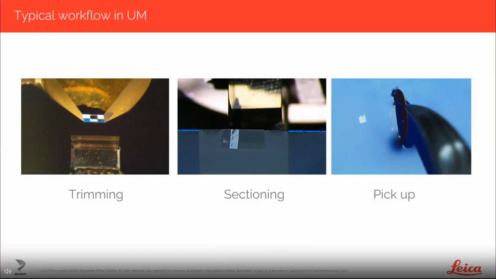Well, the typical order of a workflow in ultramicrotomy is trimming the sample towards a perfect block face. Sectioning, of course. Here you can see the sections in the boat of the knife. And of course, pickup of the sections onto an EM grid. All of these steps have their typical obstacles, but in particular during the pickup, the pressure is high as it's the last step and the loss of the section is even more painful.